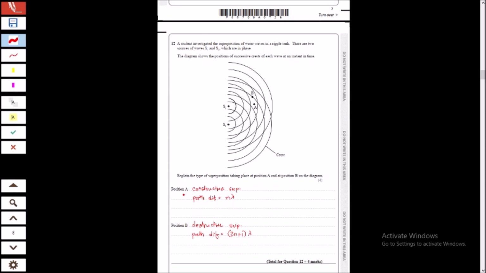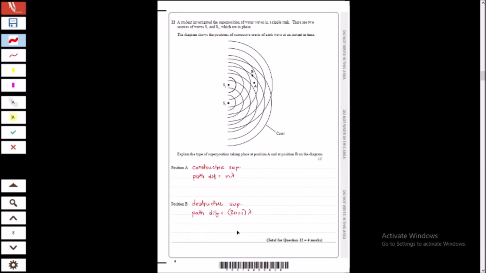In position A we have constructive superposition, and when does it happen? The constructive superposition happens when the path difference is nλ, where n is an integer. Similarly, at B we have destructive superposition, which happens when the path difference is (2n+1)λ/2, where λ is the wavelength and n is any integer.